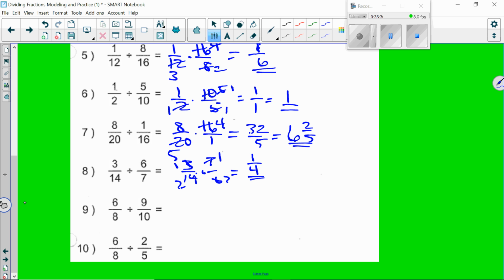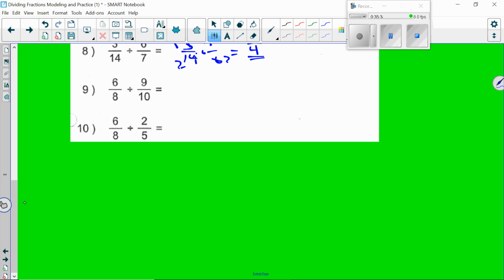Then we've got number 9. Keep, change, flip. I've got a 3 I can take out. I've got a 2 I can take out. And I have another 2 I can take out. 5 times 1 is 5. 2 times 3 is 6.